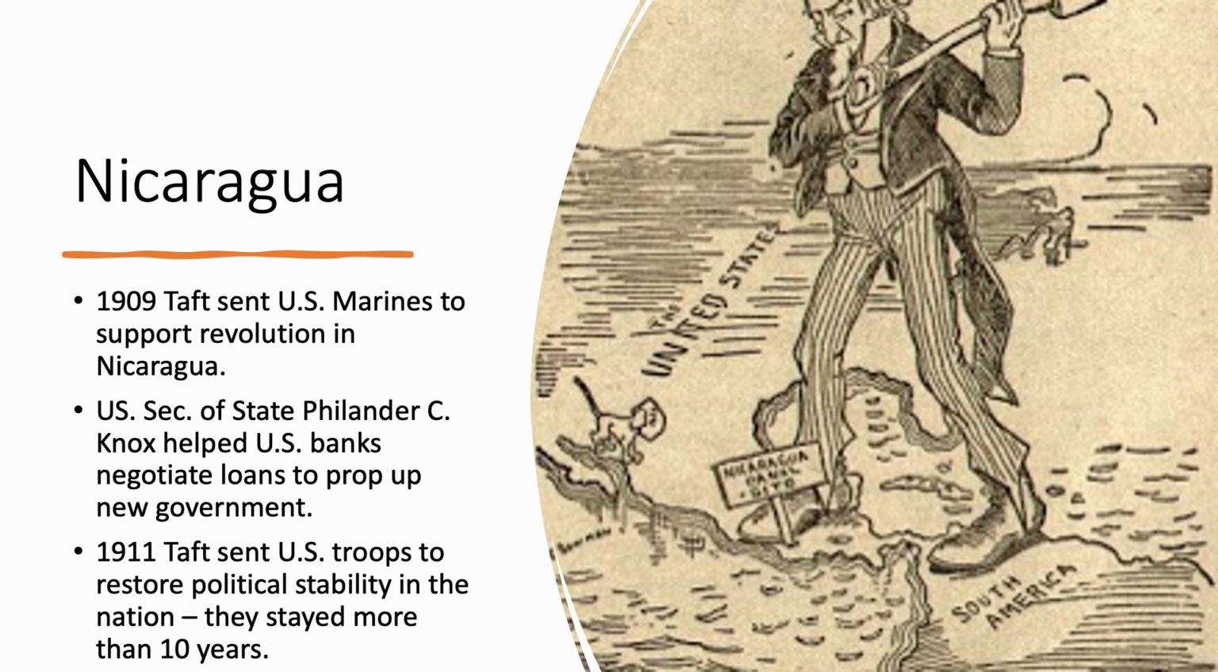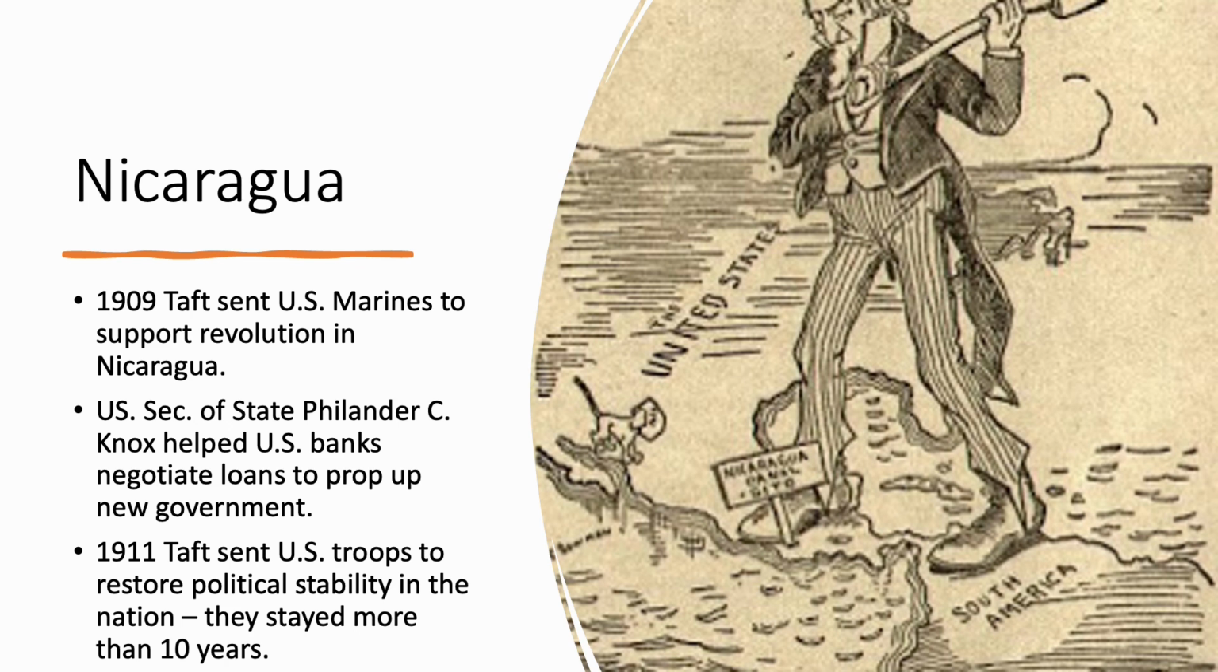And one area that Taft is going to get involved with is Nicaragua. So in 1909, Taft is going to send the U.S. Marines to support a revolution that was taking place in Nicaragua. The U.S. Secretary of State, Philander Knox, is going to help U.S. banks negotiate loans to help prop up a new government that the United States had put in place within the country. In 1911, Taft is going to send U.S. troops to restore political stability within the nation, and the U.S. troops are going to stay in Nicaragua for over 10 years.